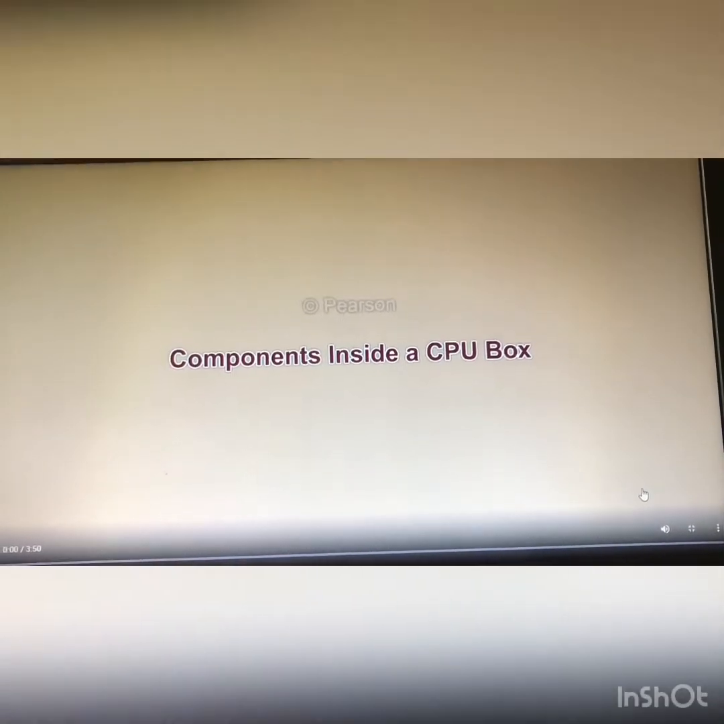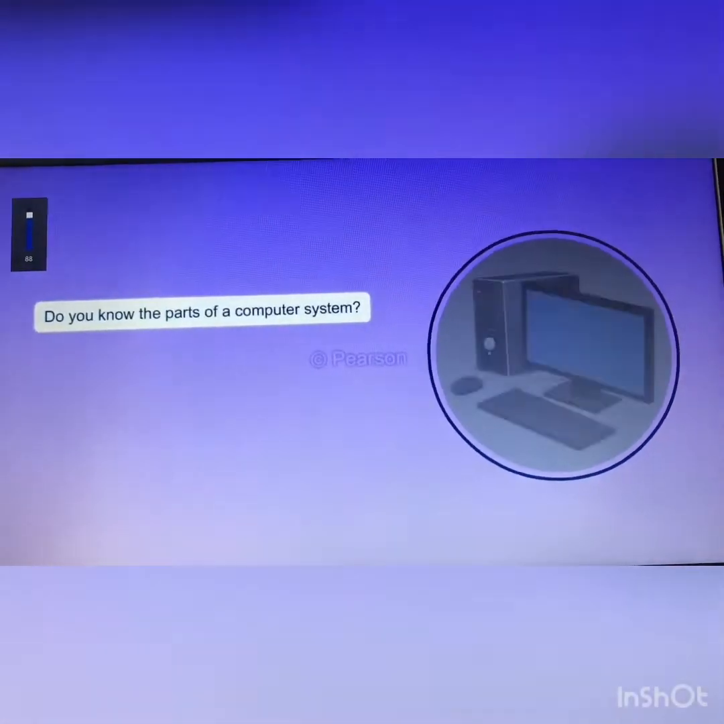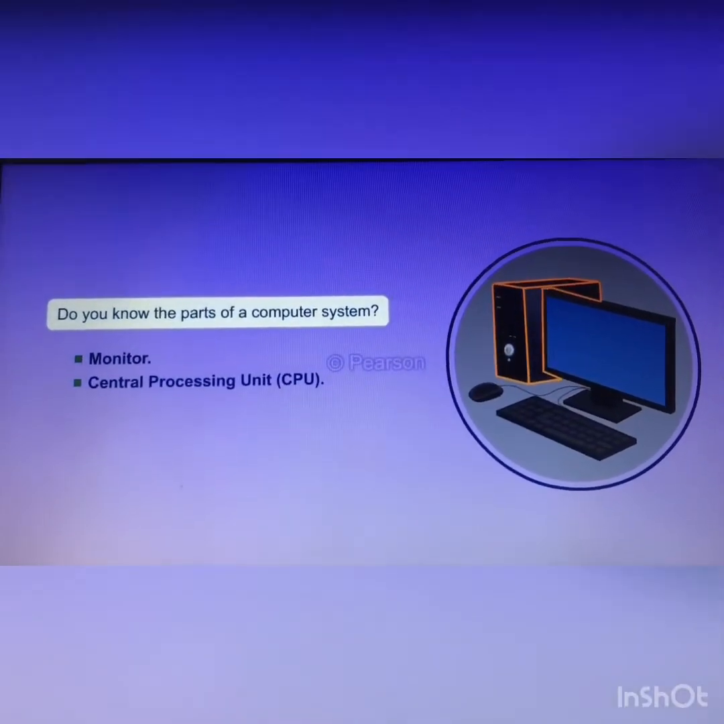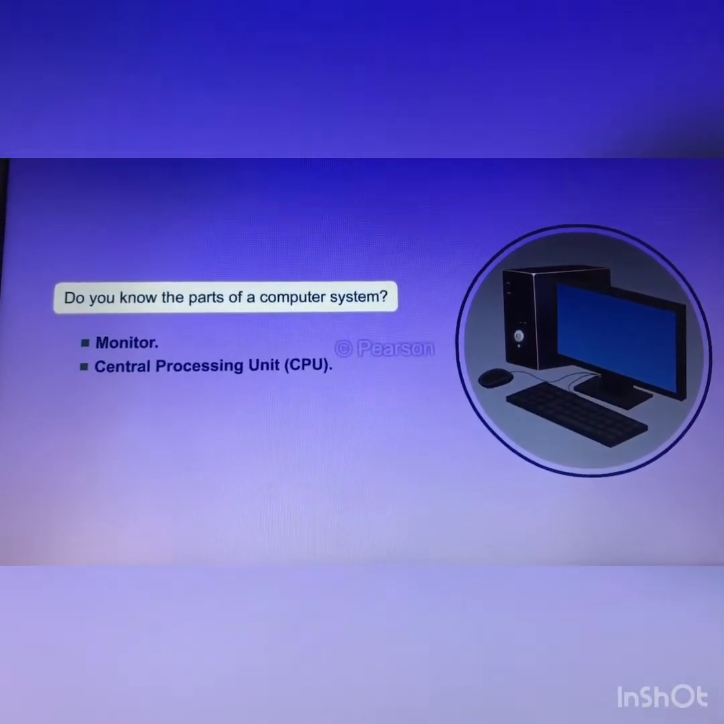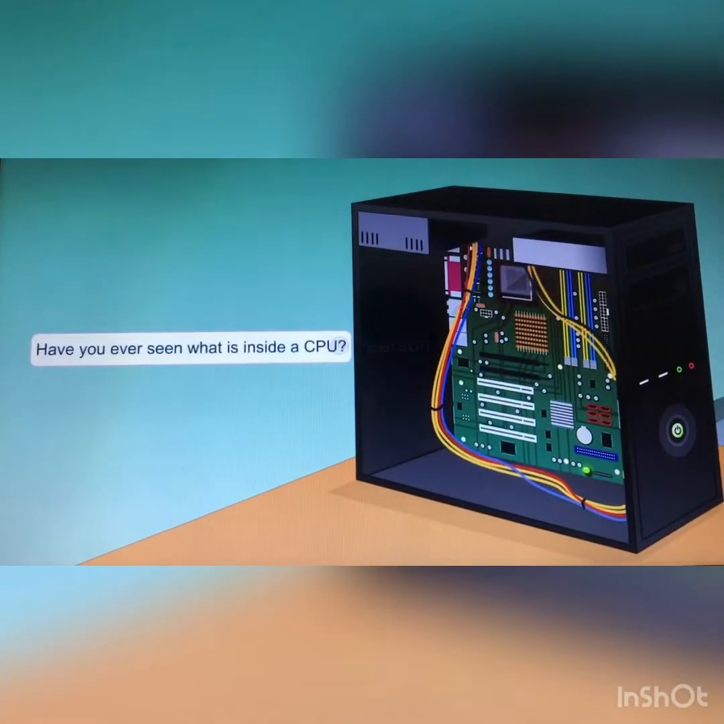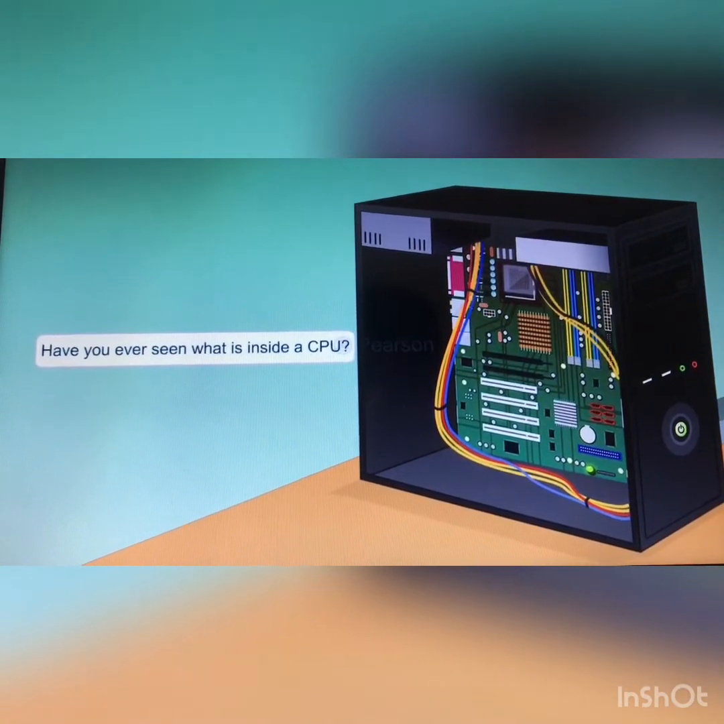In the last class, we learned about the different components. Now we will continue our chapter. Components inside a CPU box. We all know that a computer has a monitor, a central processing unit or CPU, a keyboard, and a mouse. Have you ever seen what is inside the CPU? Let us take a look.